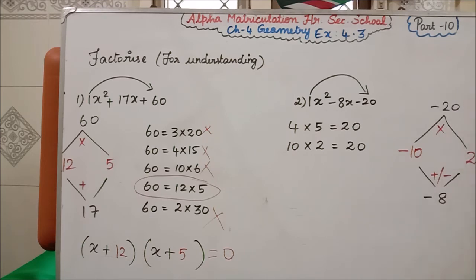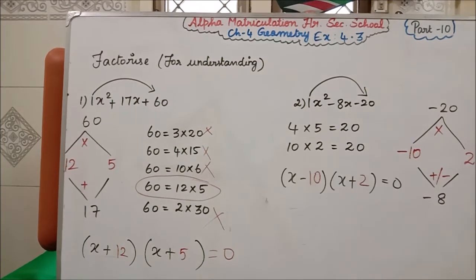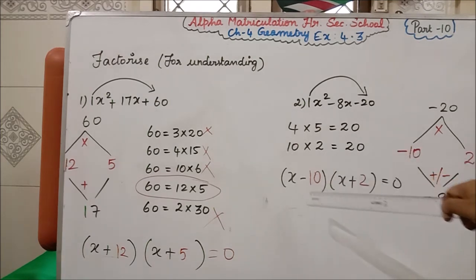For this problem, how will you write the answer now? What alphabet are we using? X. Our answer is what? X, I have written minus 10. Here X, I have written plus 2. This is our answer. I hope you have understood this factorization. I hope you all know this, but for your little bit of understanding I am explaining.